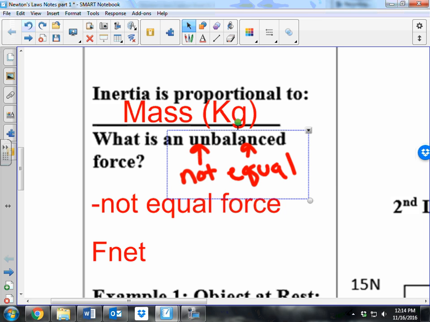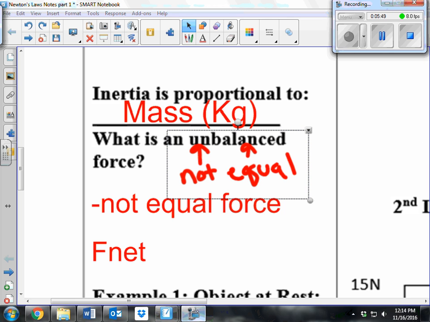So when I'm playing tug of war, am I recording any of this? Yeah, there you go. Okay, I'm sorry about that.